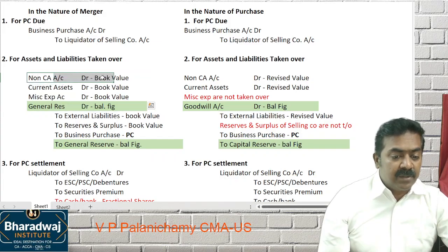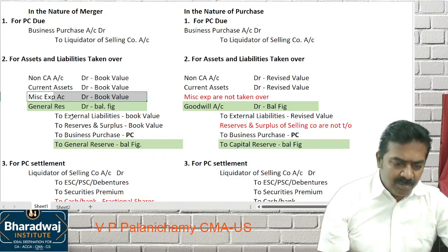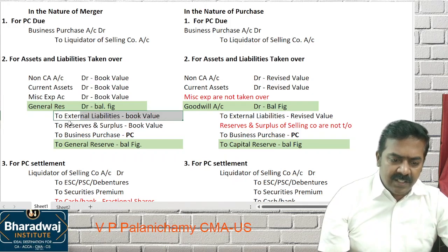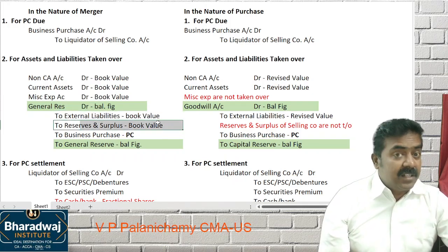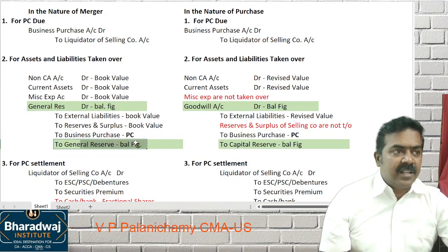Book value. Please remember: land, building, plant, machinery, debtors, stock, everything. Even miscellaneous expenses like preliminary expenses will be taken over at book value. All external liabilities, and reserves and surplus, will also be taken over at book value to business purchase. The balancing figure will become which one? General reserve in case of merger.